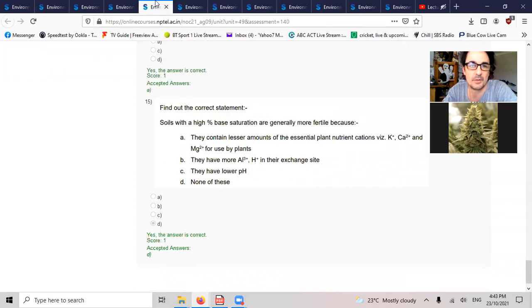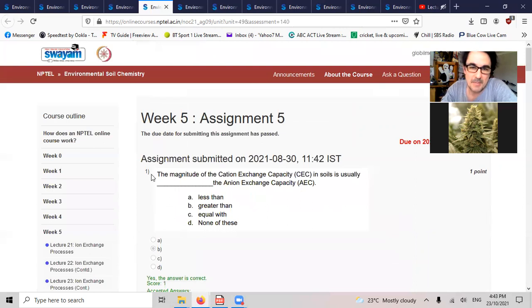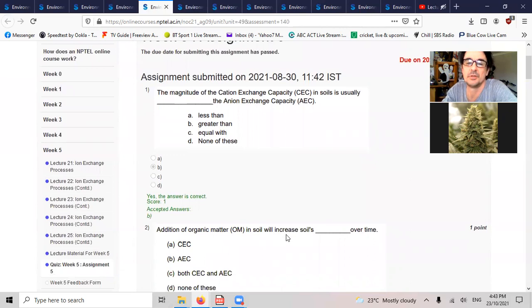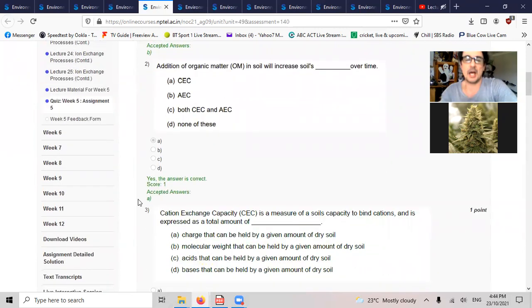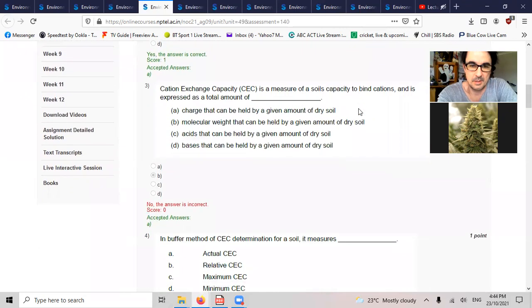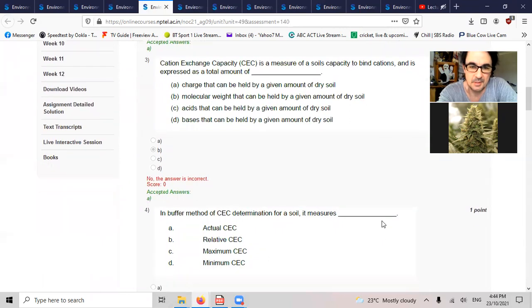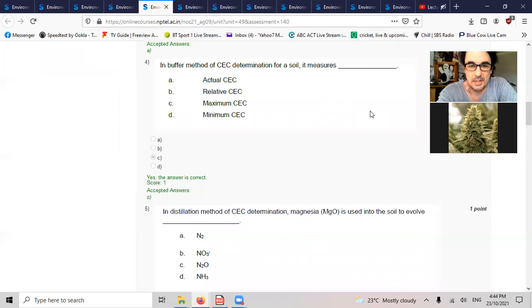Next one. Week 5, CEC. The magnitude of the CEC in soils is usually greater than AEC. Addition of organic matter in soil will increase its CEC over time. AEC goes down. CEC is a measure of soil's capacity to bind cations and is expressed in the total amount of cations. In a buffer method, CEC determination measures its maximum. In the distillation method of CEC determination, magnesia is added to the soil to evolve ammonia, D.